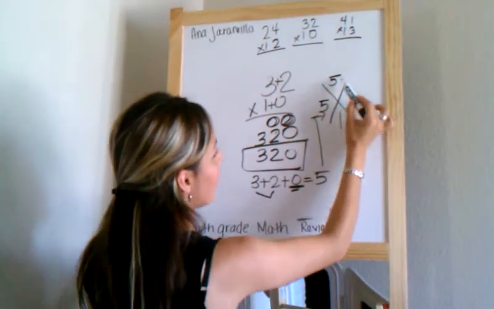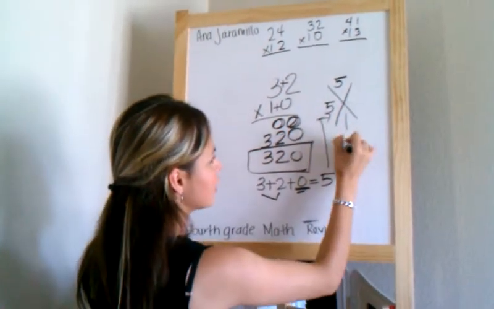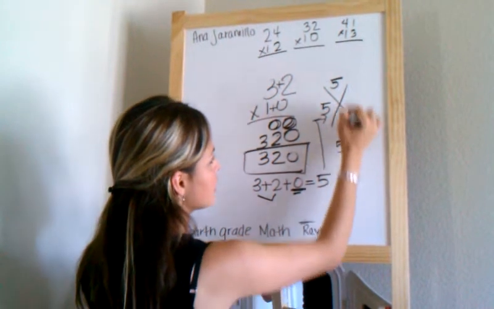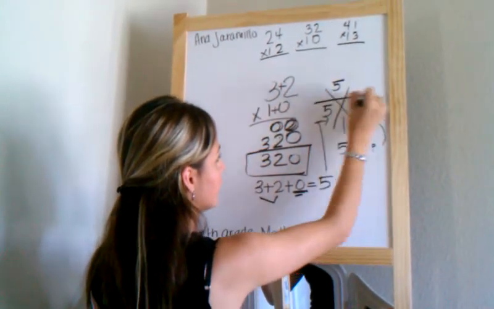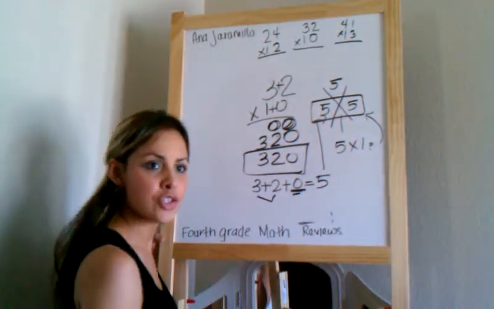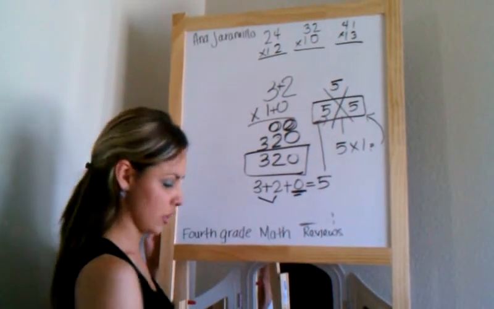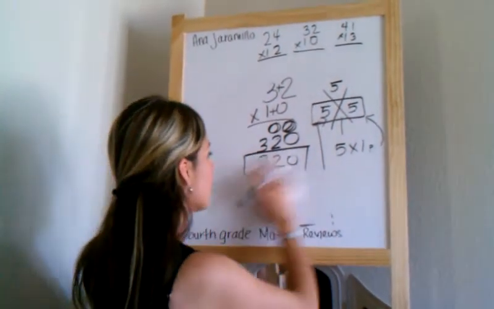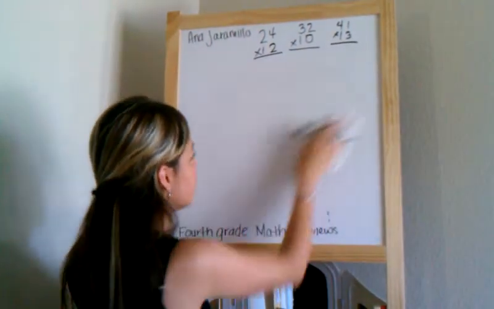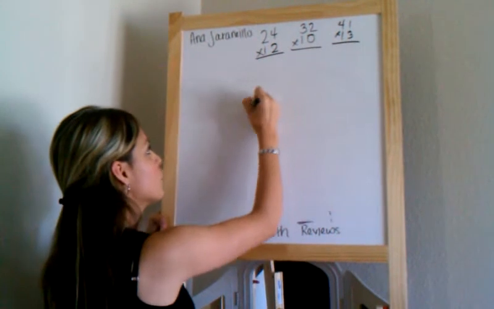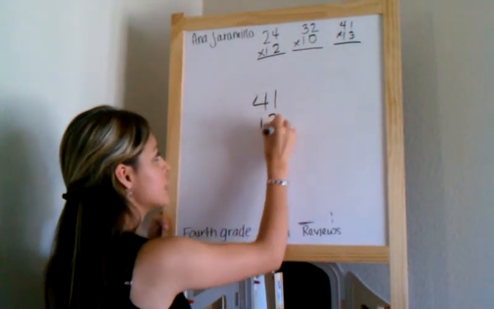So now it's 5 times 1. These 2 is 5, so you can do this 5 right here. Again, these do match, so that means that you have the correct answer. Now, one more multiplication, just to make sure we got the hang of it. We're going to go ahead and do 41 times 13.